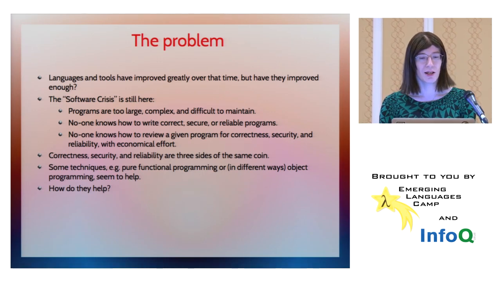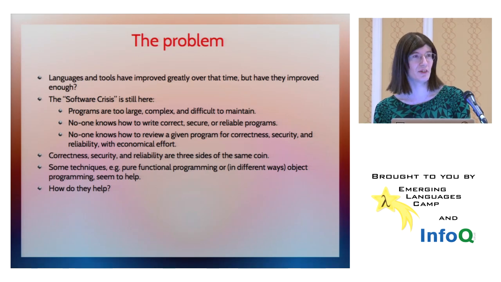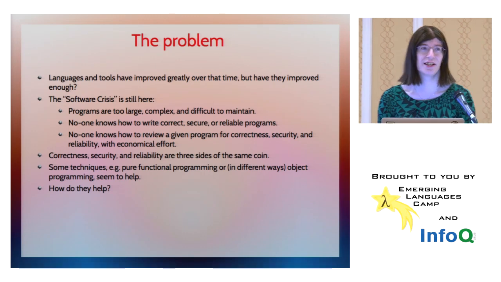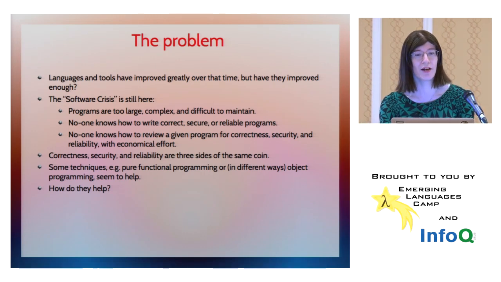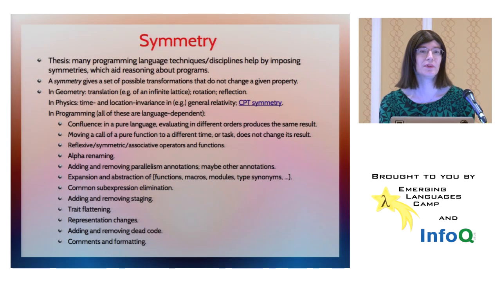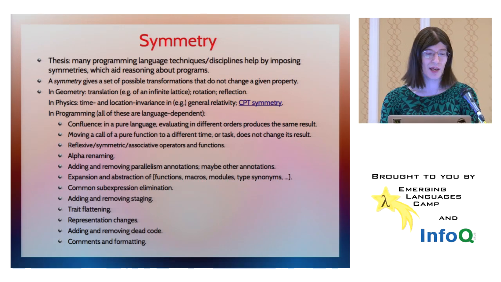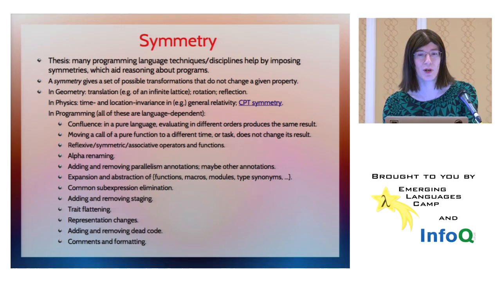So I claim that correctness, security, and reliability are 3 sides of the same coin. It's metaphorical coins that can have 3 sides. And we have techniques that help with this, like pure functional programming and object-oriented programming, but we need to understand how they help. And I think the way that they help is by imposing symmetries.